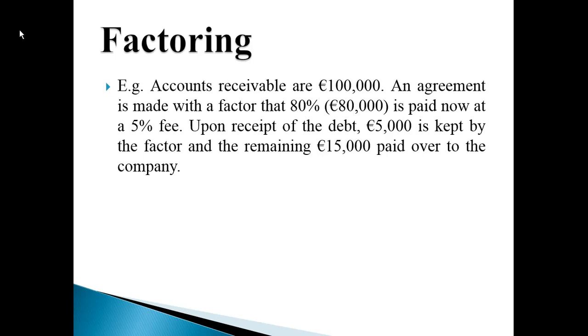We have an example here. Accounts receivables are 100,000. An agreement is made with the factor that 80%, that is 80,000, is paid now at a 5% fee. So what happens is that upon receipt of the debt, 5,000 is kept by the factor, and the remaining 15,000 is paid over to the company. Okay. So the company gets 80,000 now, and when the debt is paid, the company will then pay the factor the 5%, which is 5,000, and then the remaining 15,000 is kept by the company.